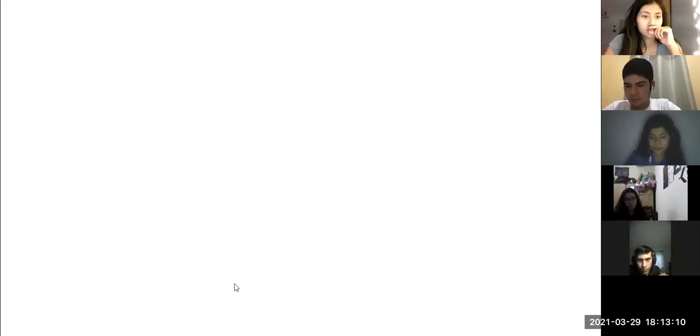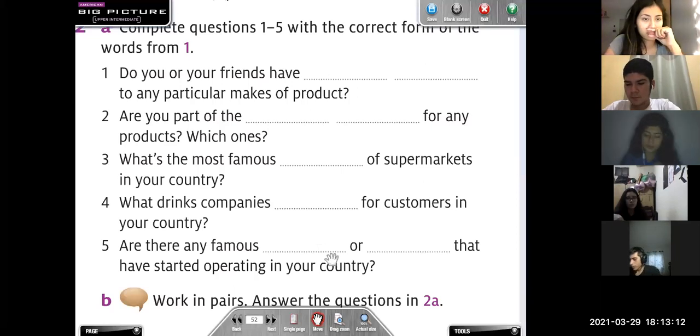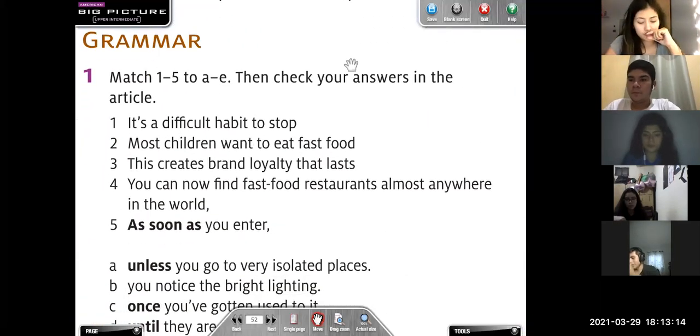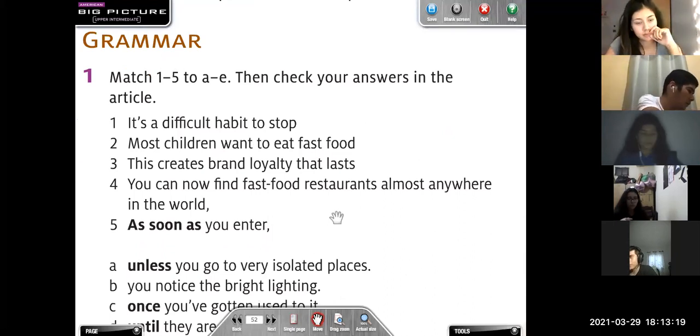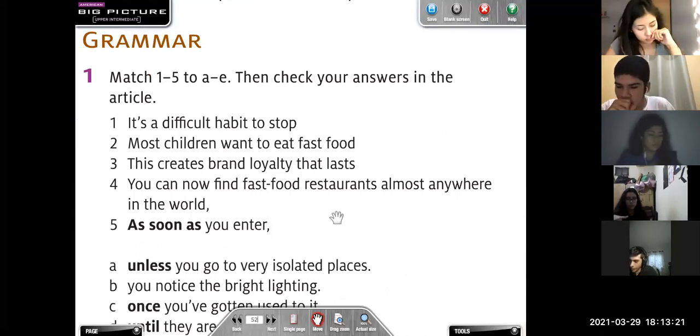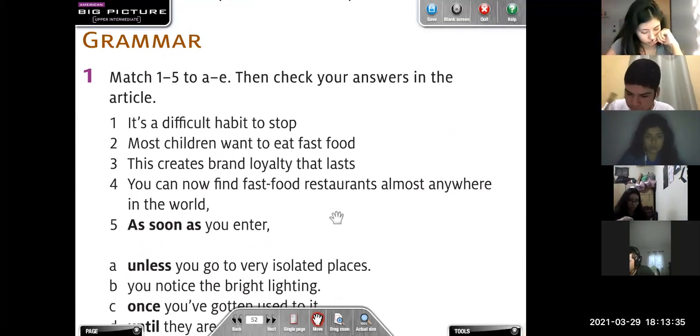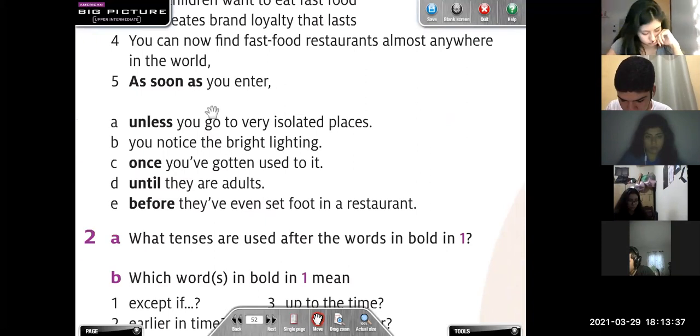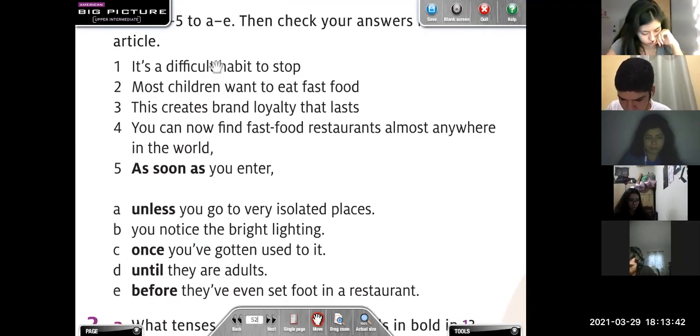Okay, let's go to the book. We are going to complete some exercises here related to clauses, okay? For example, here we have number 1, it says, match 1 to 5 to A to E. Then check your answers in the article. These sentences are from the article you read before, okay? So it says, it is a difficult habit to stop. Which of these sentences do you think we can match with this one?